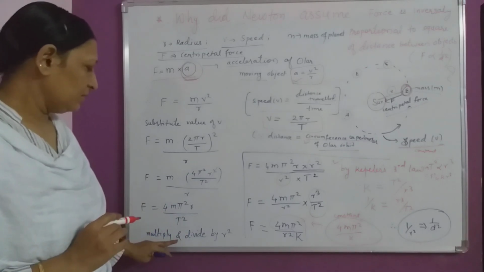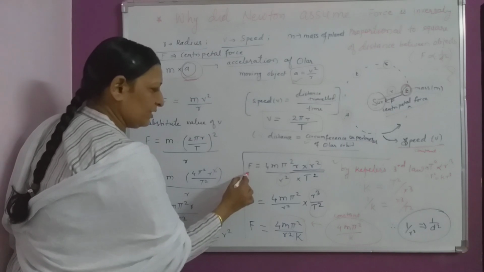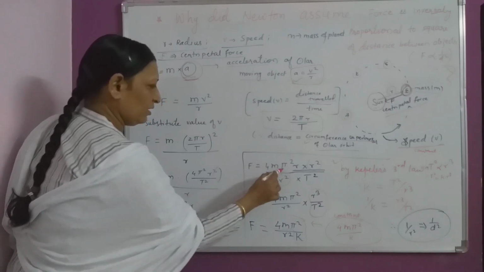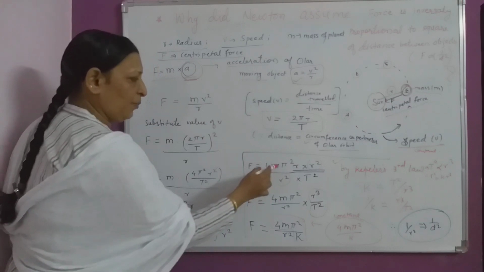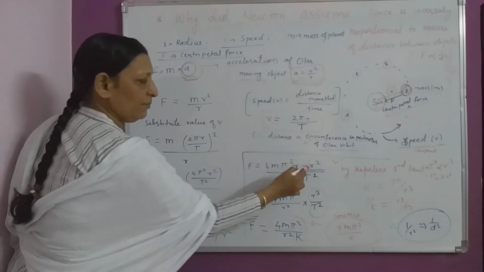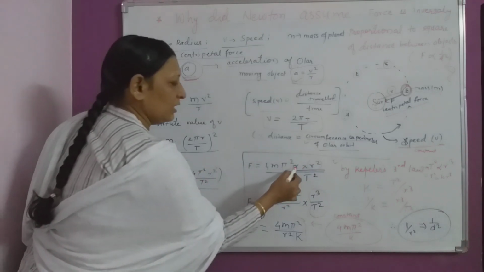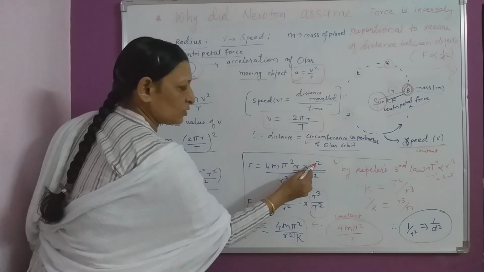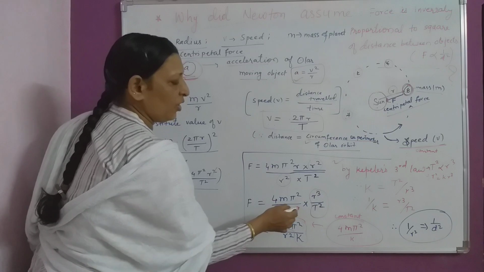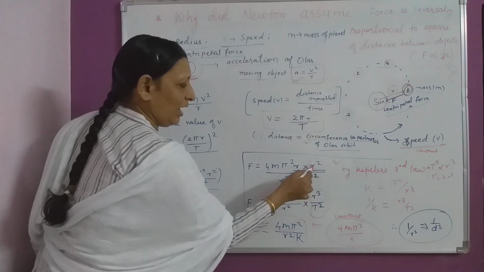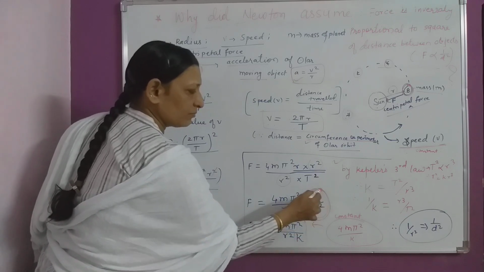So we will multiply and divide by r square. So this expression will become F is equal to 4m pi square into r, this is the original value which we have, upon t square. Now here we will multiply by r square. Also we will divide by r square. Next step, r into r square, r cube. So 4m pi square upon r square into r cube upon t square. Do you remember something?